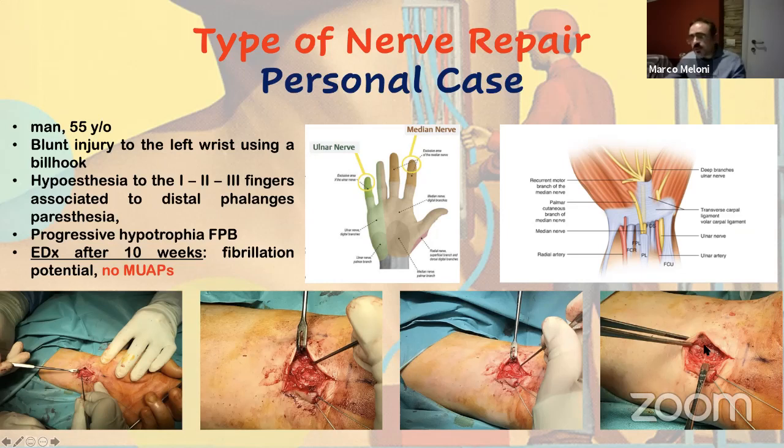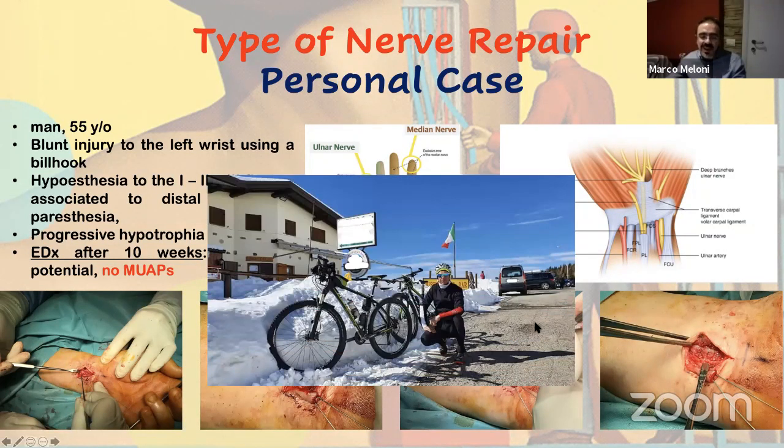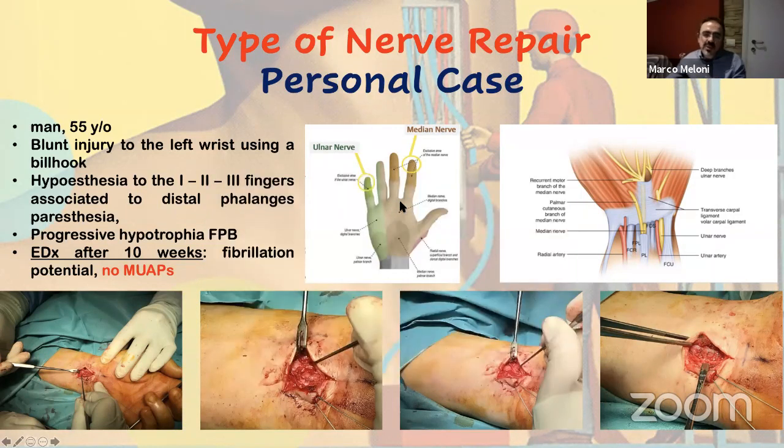And after some weeks of physiotherapy, that's the patient now. He is a passionate mountain bicycle racer and is doing very well. He recovered completely the sensitivity of this area, with some paresthesia at the apex of the finger, and the flexor pollicis brevis recovered completely.